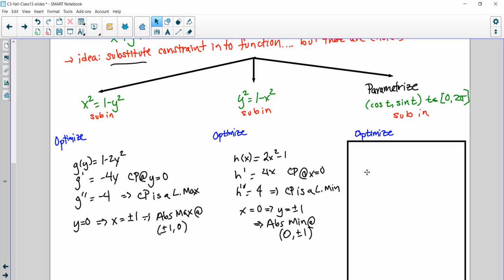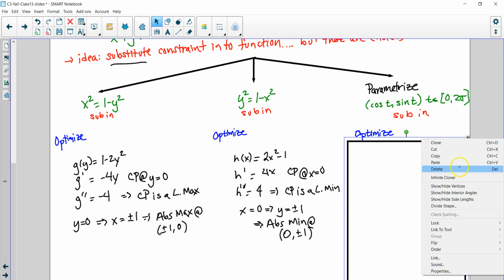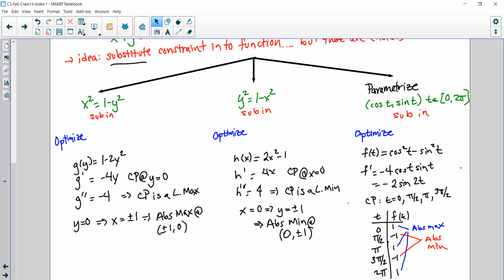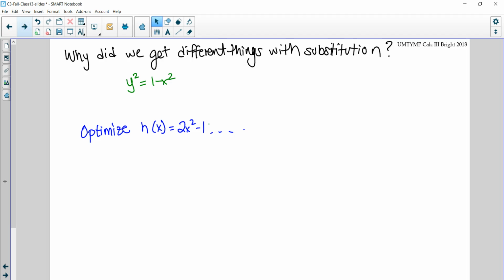Wait, what? They don't agree. This is interesting. But then if I parameterize, we get everything. We get the absolute mins and absolute maxes. So you're probably thinking, oh, I'll just parameterize, right? Well, you can, but these other two methods should work. So why did we get different things with the substitution?